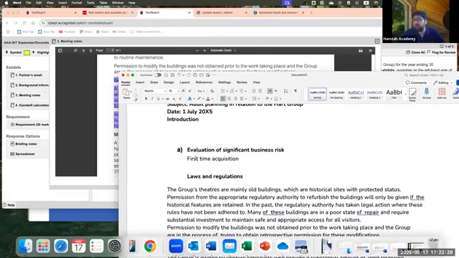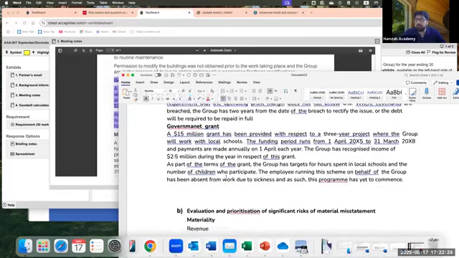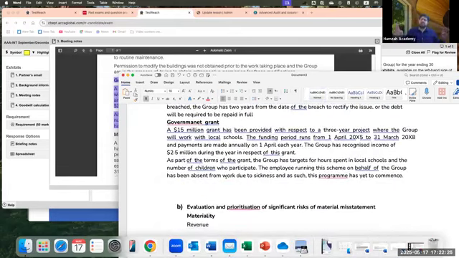So how many? 1, 2, 3, and 4. In the exam, if you have gathered 4 points for business risk and you think you can write well, stop looking for further business risks.